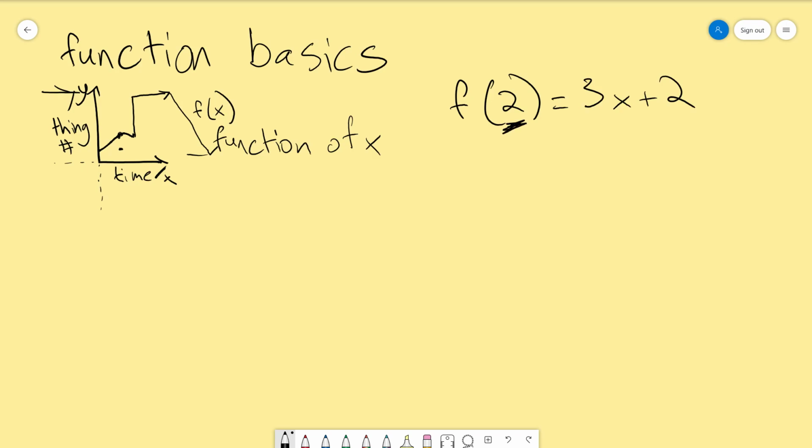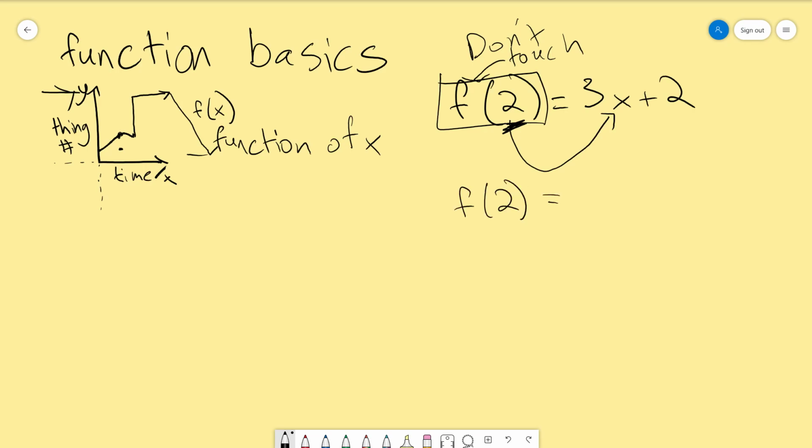You're not going to subtract 2 from both sides or go crazy and do anything on this left side. Don't touch this. What do you need to do though? You need to take this 2, plug it in for that x. So the function of 2 at 2 o'clock, or when 2 days have passed, or after 2 years, we get 3 times 2 is 6 plus 2 is 8.